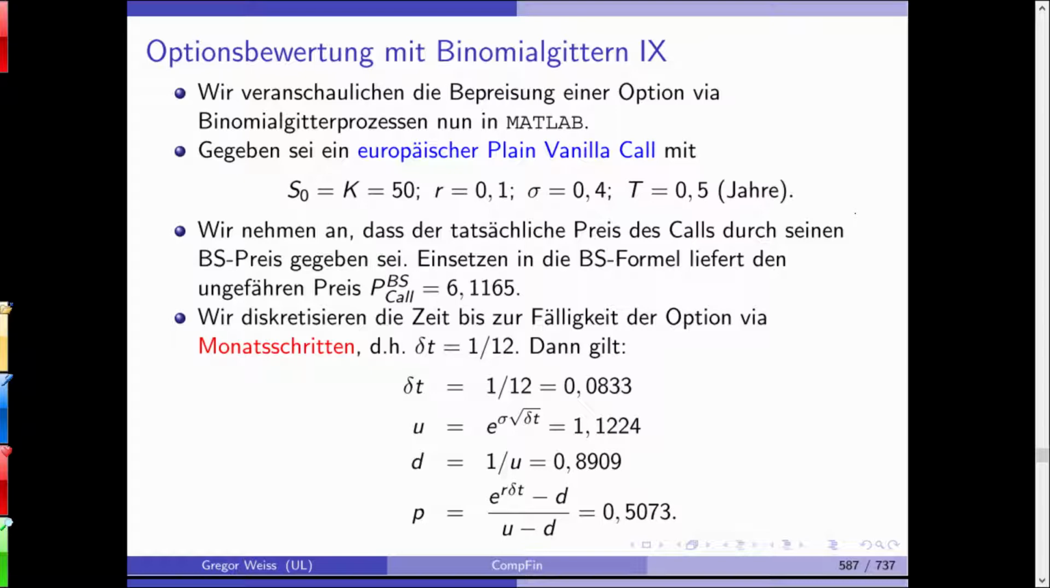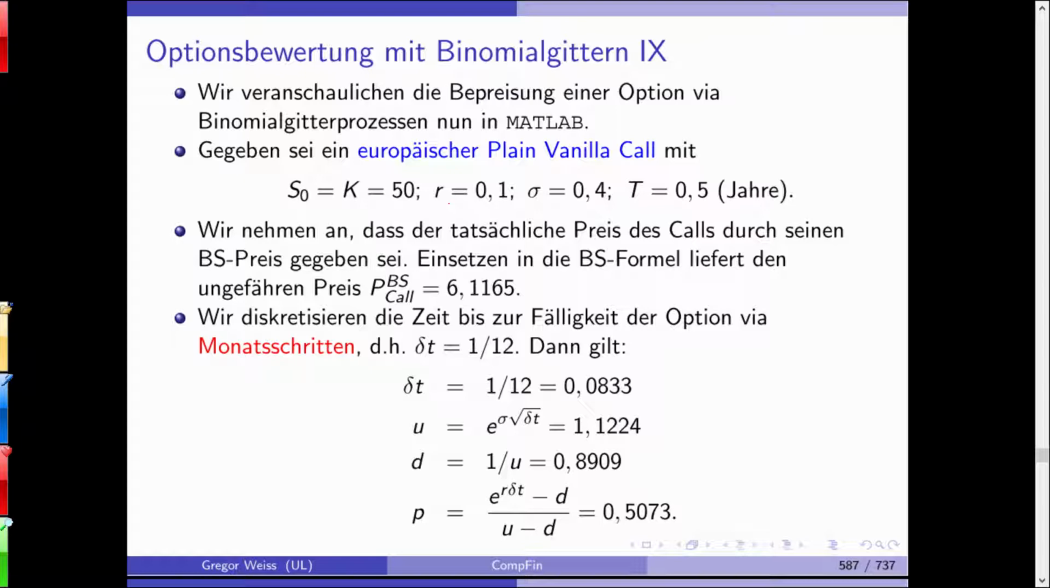We are looking at a very simple European plain vanilla call. S0 is equal to K, the strike, 10% risk-free rate, volatility 30%, and half a year. At this point, you would immediately say, why do we need a discretization? We are not needing it. For this very plain vanilla European call, use Black-Scholes. Why should you use a binomial lattice if you can use Black-Scholes? It's just for illustration. And later on, we will assume that the true price is given by the Black-Scholes price.